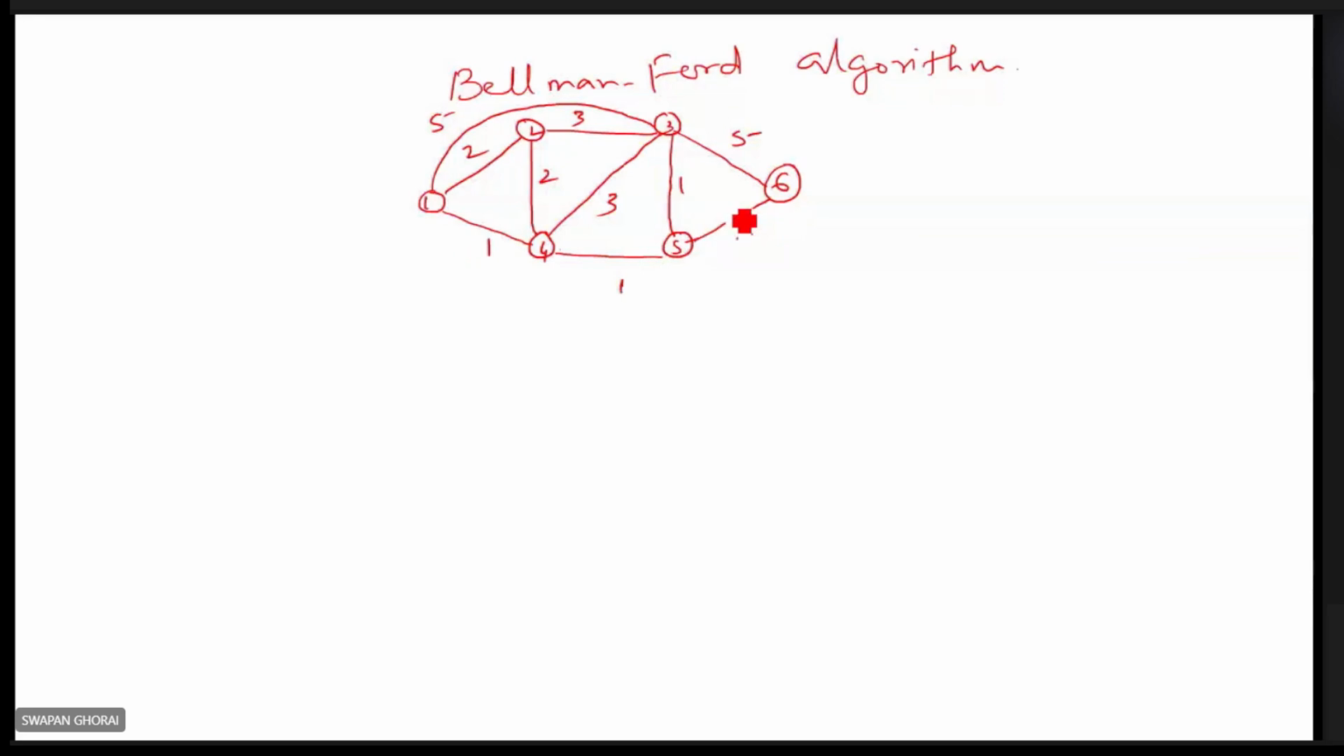The same nodes we are considering, and also the source node, that is node number 1. I told you the source node can be 3, 4, 5, or 6. It may be any node. The source node may be any of the nodes, right? And from the source node to the other nodes, you have to find the least cost path.